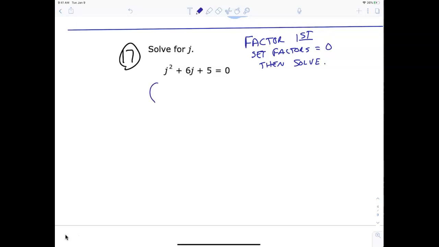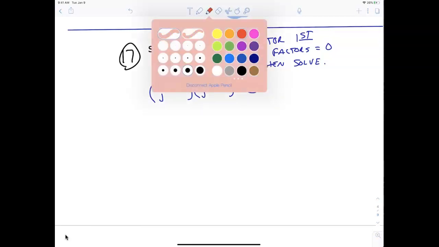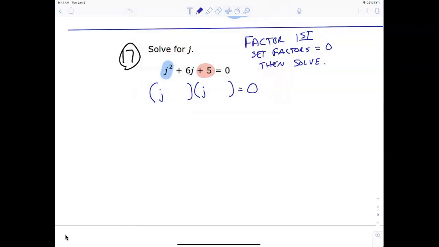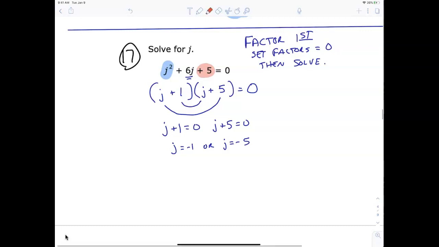So here, remember, you always had to do 2 sets of parentheses. Now we want to know what multiplies together to get j squared. The only possibility was j and j. Then we wanted to know the factors of 5. Since there's only 2 factors of 5, the only possibility is 1 and 5. Now, what we want is the smiley face. There's 1j and 5j, and I need it to be 6j, so they're all going to be positive. So I have j plus 1 equals 0, j plus 5 equals 0, so j equals -1, or j equals -5. Again, those are my two solutions.